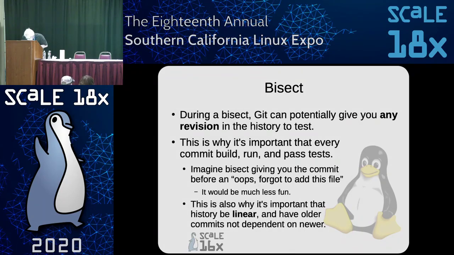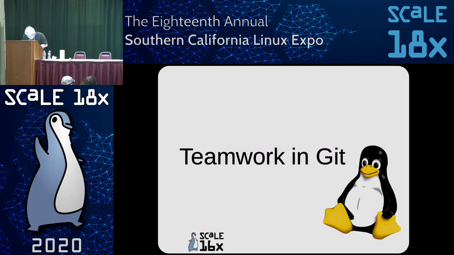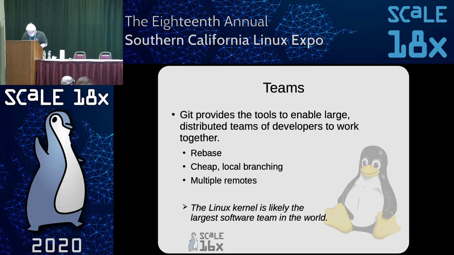During a bisect, Git can potentially give you any revision in the history to test. And this is why it's very important that every commit build, run, and pass tests. I mean, imagine a situation where bisect gives you the commit before an oops commit. Yeah, that wouldn't be very fun. This is also why it's important that history be linear and older commits not depend on newer ones.